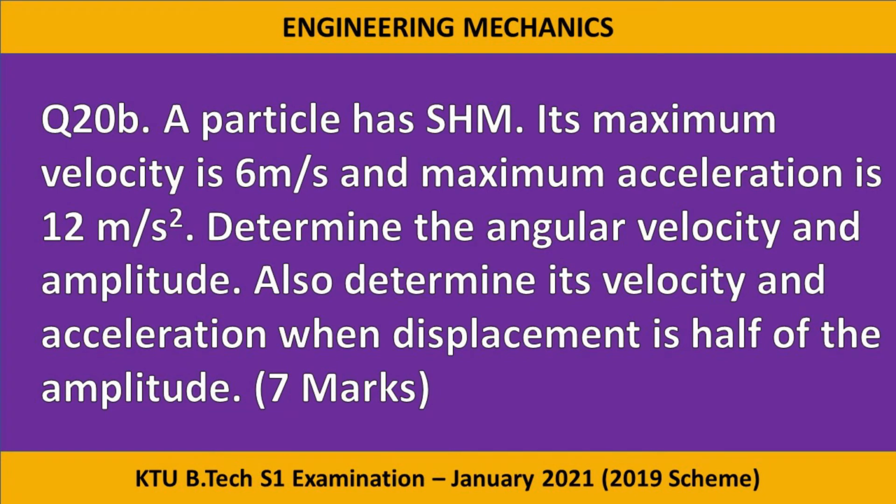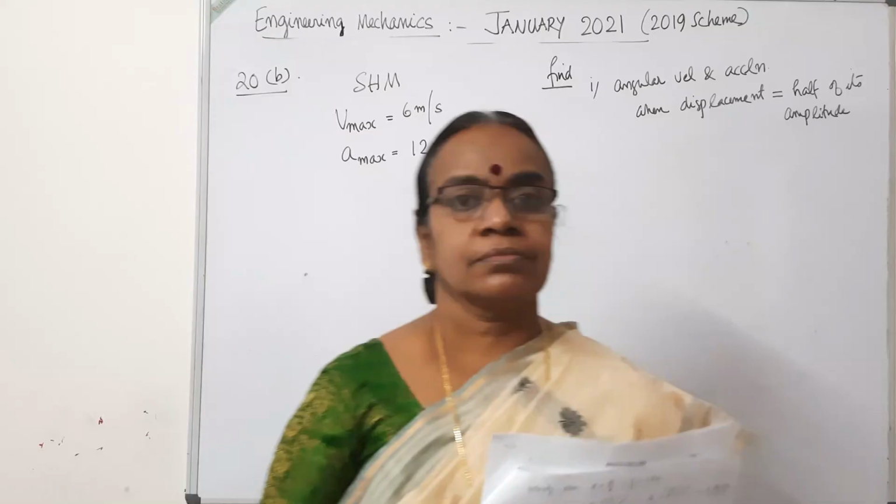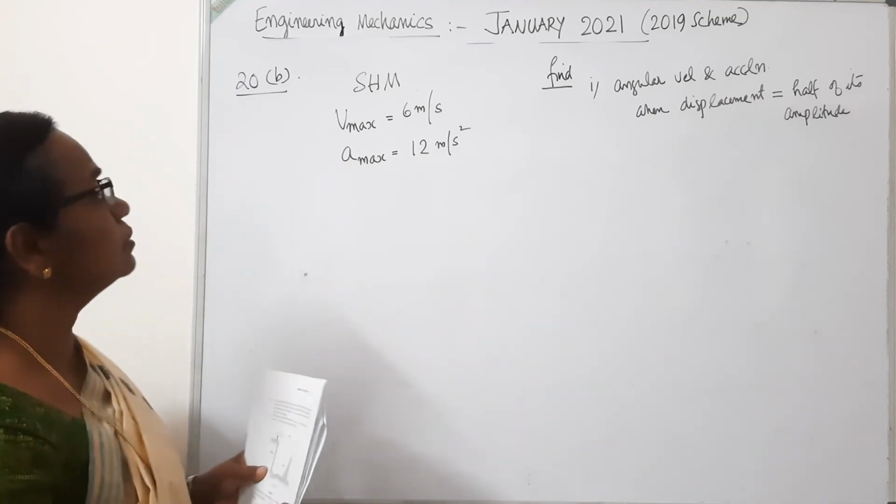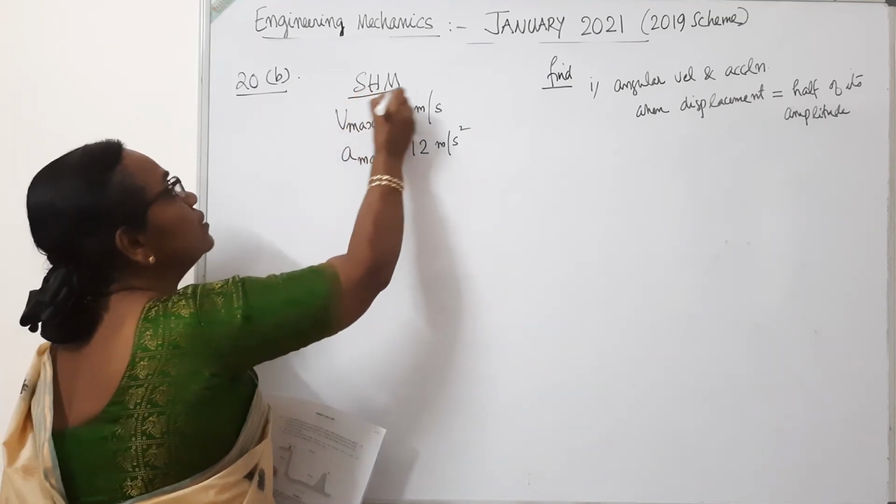A particle has simple harmonic motion. Its maximum velocity is 6 meter per second and maximum acceleration is 12 meter per second square. Determine the angular velocity and amplitude. Also determine its velocity and acceleration when its displacement is half of the amplitude. So very simple question, simple harmonic motion.